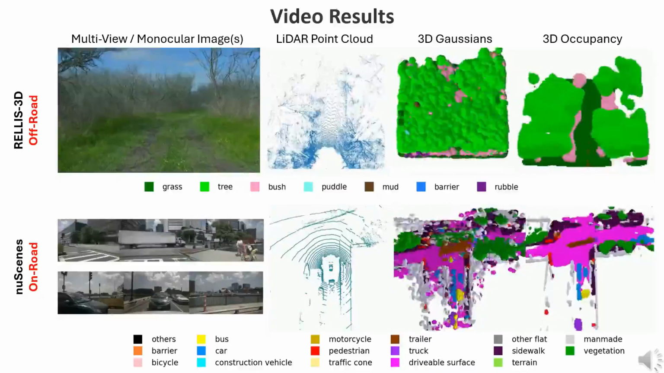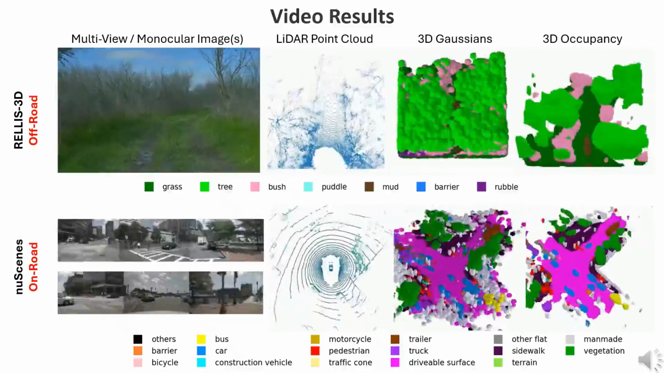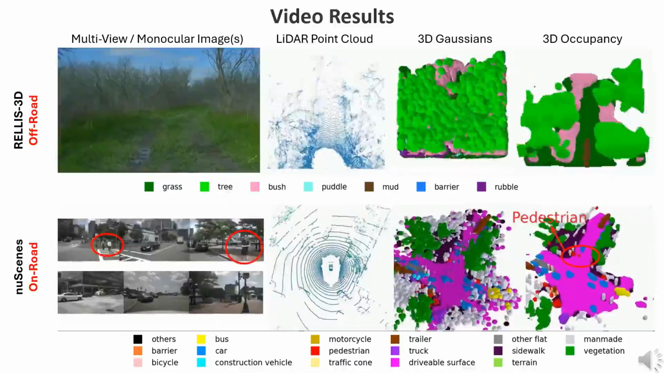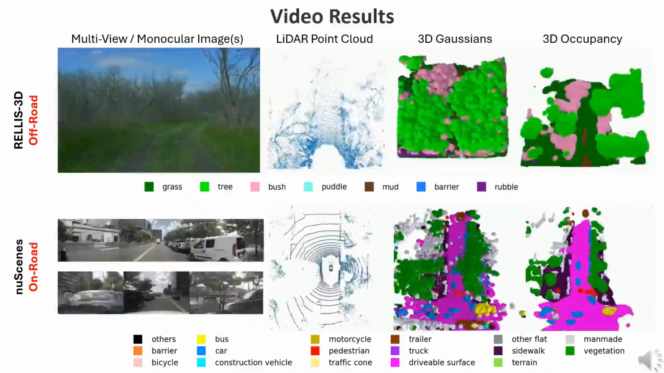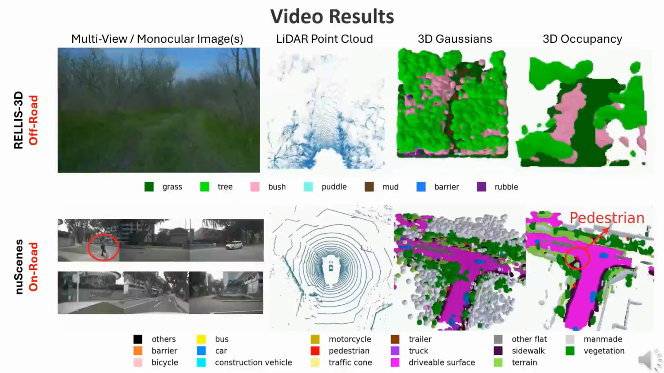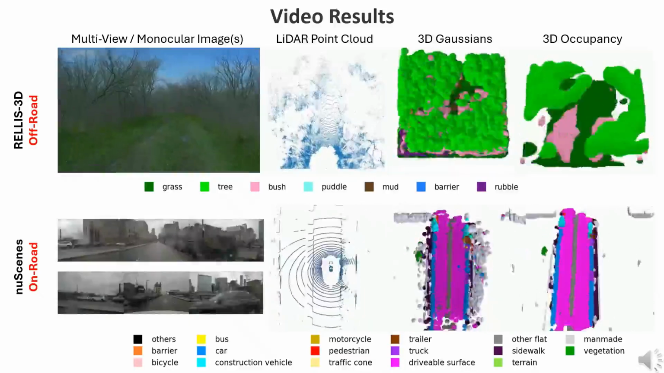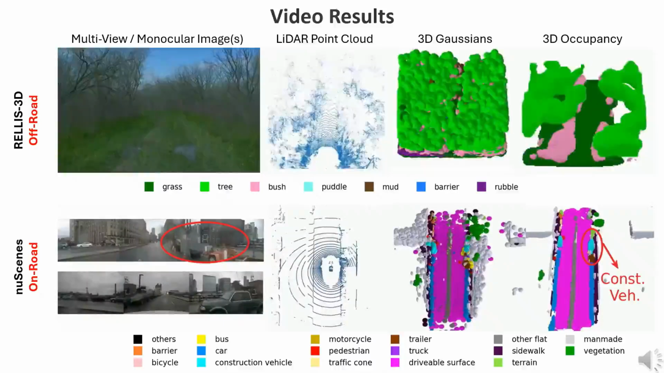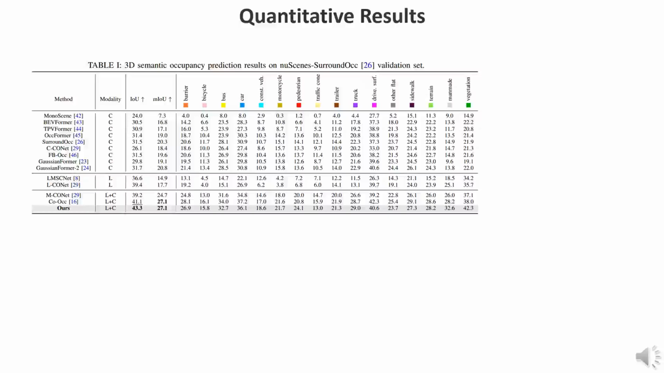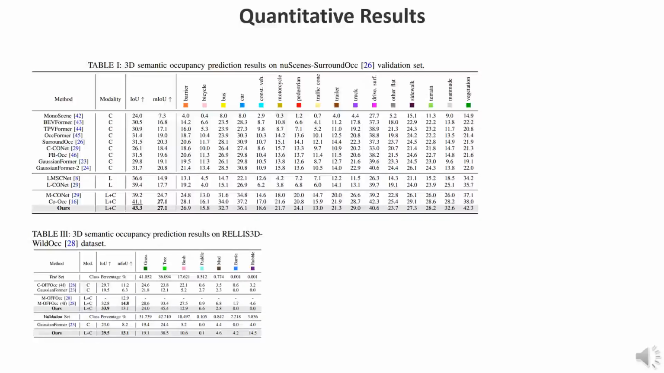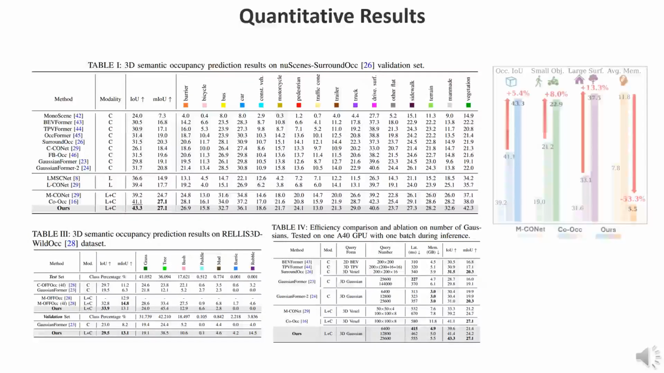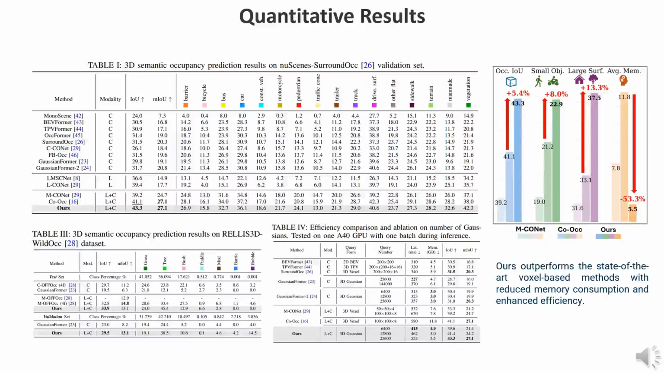We evaluate GaussianFormer3D on the on-road nuScenes dataset and the off-road RELLIS-3D dataset. On both scenarios, our method demonstrates superior performance, especially on small dynamic objects and large surfaces. Our method also achieves superior performance across multiple benchmarks. More importantly, our framework outperforms the state-of-the-art voxel-based methods with reduced memory consumption and enhanced efficiency.